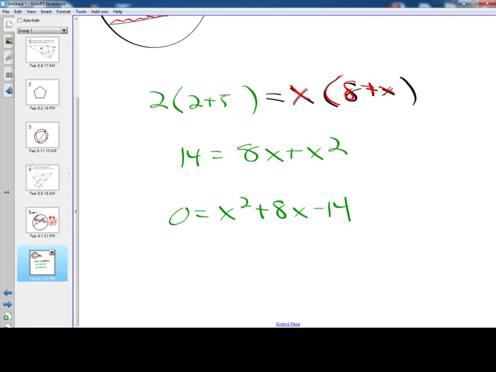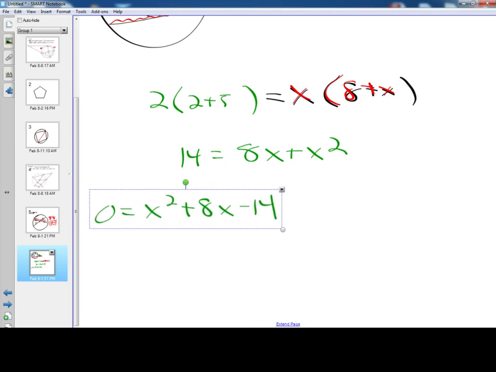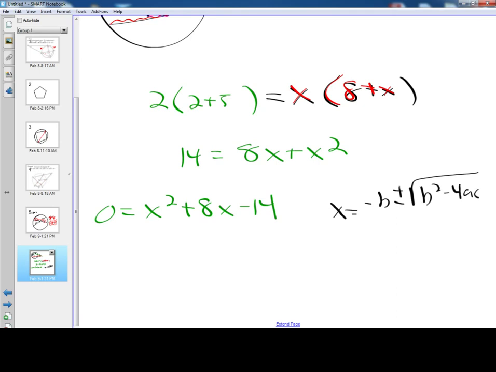Okay, you need to use the discriminant. And hopefully you guys know what the discriminant is. Sad face again. That's okay. x equals opposite b plus or minus the square root of b squared minus 4ac, all over 2a.